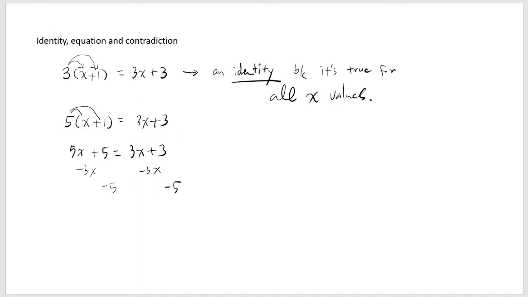Now, why do I want to do that? Well, to understand what I'm doing, you need to have the concept of terms. What's a term? A term is something that's multiplied. So 5x is multiplied together. That's one term. 5 is a term because it's not multiplied by anything. It's just by itself. 3x is a term. 3 is a term. So you have 4 terms here. Over here, you have 5 times x plus 1. So that's one term. 3x and 3. So this equation has 3 terms.